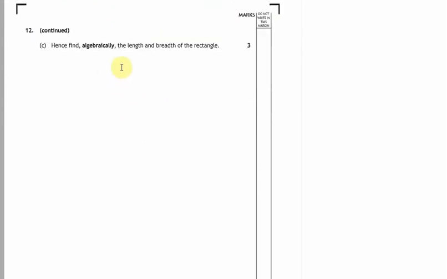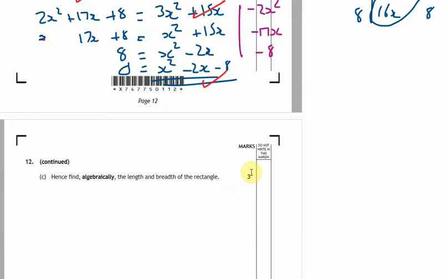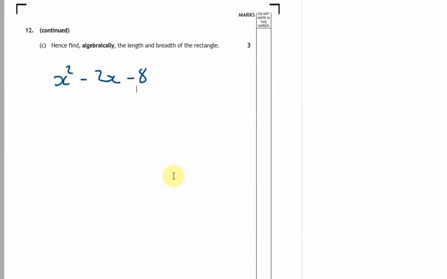Okay. So hence find algebraically the length and breadth of the rectangle. Okay, so very last question. Exciting times. So the equation is this. When it says find algebraically, and you see a question like this, basically it's solve for x, but it might as well just say factorize. Okay, that's what we're going to do. Just going to factorize.